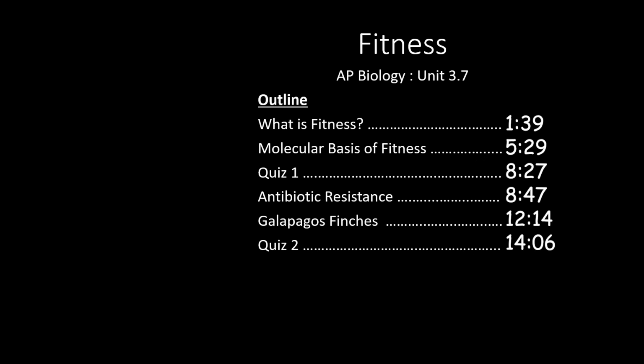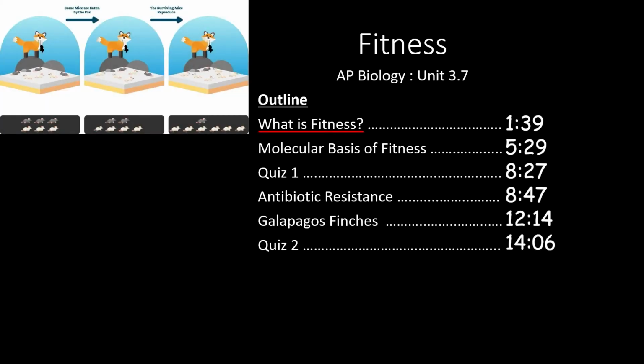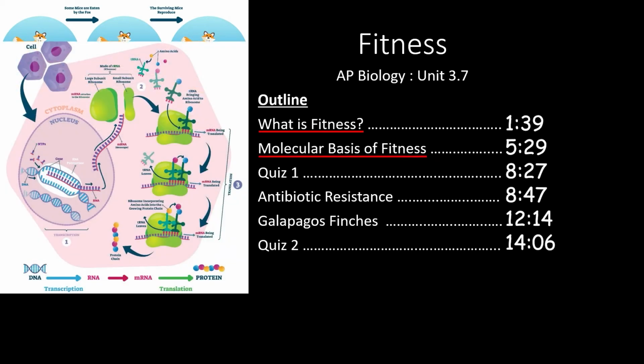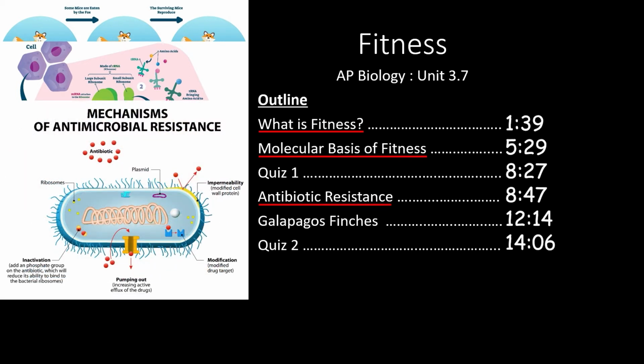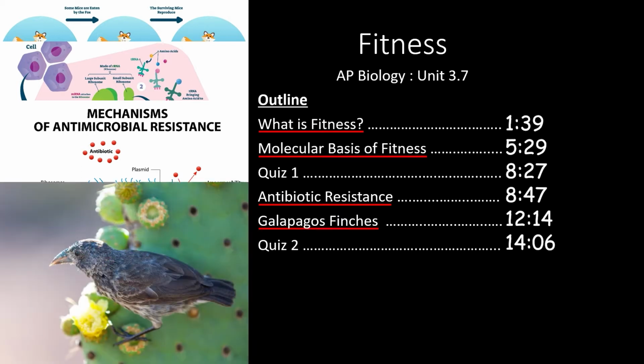This video covers section 3.7 of the AP Biology curriculum. We'll start by defining fitness and seeing how the environment helps determine an organism's overall fitness level. Then, we'll take a look at the molecular basis of fitness and how fitness can be passed from one generation to the next. After the first quiz, we'll dive into some examples of fitness, including antibiotic resistance and the peculiar case of the Galapagos finches.